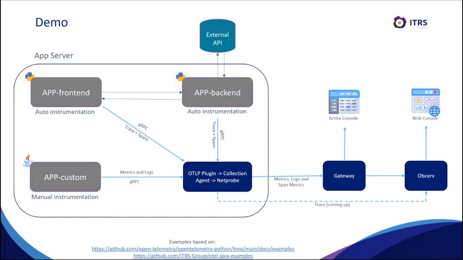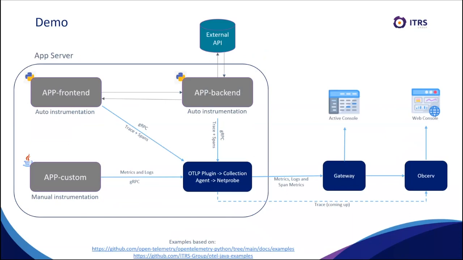We also have a custom Java app that is manually instrumented to show some example metrics, logs, and trace data. Both the front-end app and the backend app don't have any OpenTelemetry specific code in them. But they are run with the automatic instrumentation library for Flask framework so that we will still get traces and spans being created automatically, even though there's no instrumentation in the code.